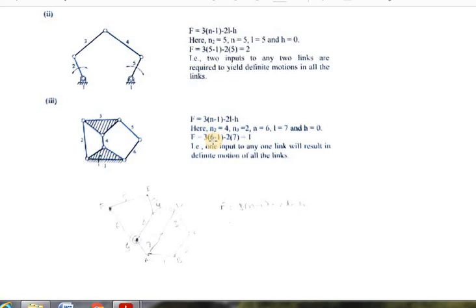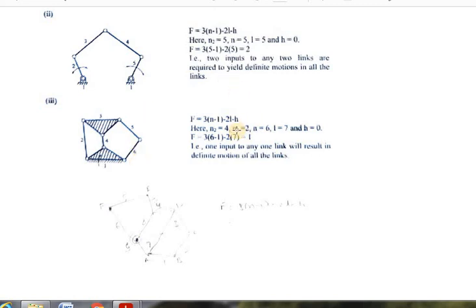Next, let us find the number of lower pairs. This connects between 1 and 2, so it is 1. This connects between 2 and 3, this is 2. This connects between 3 and 4, this is 3. This connects between 4 and 5, it is 4. This connects between 1 and 6, this is 5. This connects between 5 and 6, this is 6. This connects between 5 and 3, it is 7. So 1, 2, 3, 4, 5, 6, 7. In total there are 7 lower pairs, and there is no higher pair involved.